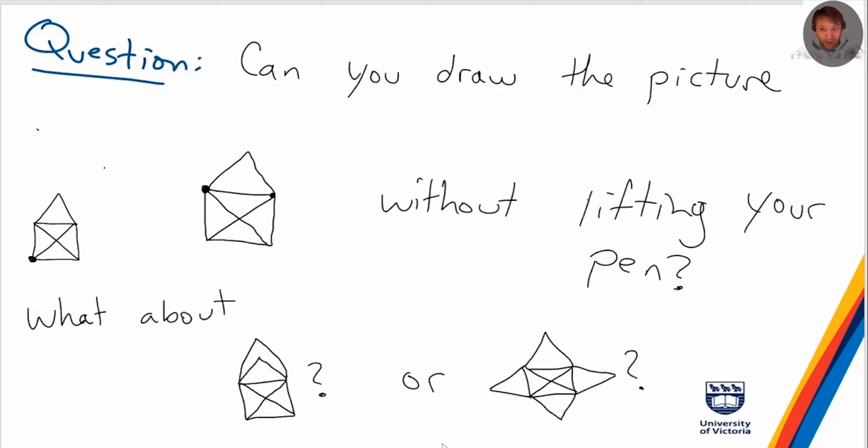You might still screw up, okay? But if you start with a vertex of odd degree, then you have a chance. But if you start with a vertex of even degree, you don't have any chance. You will not be able to draw this picture. And we're going to try to understand why that's the case.